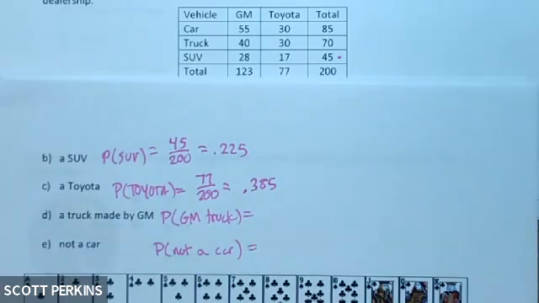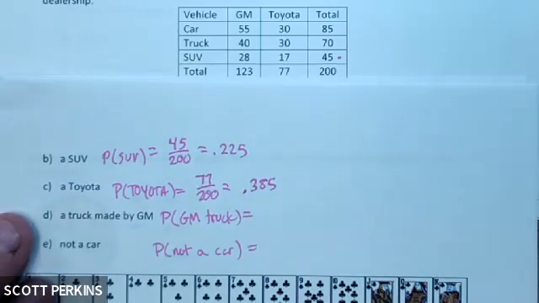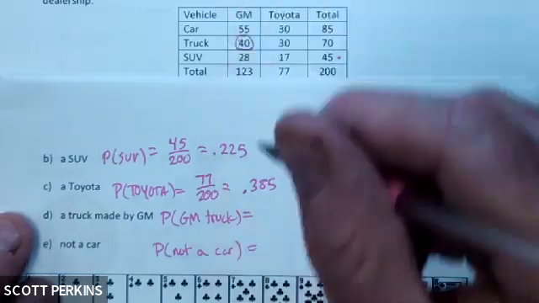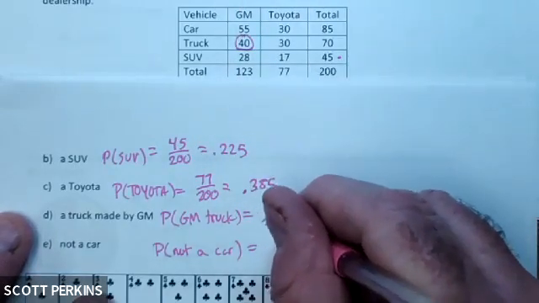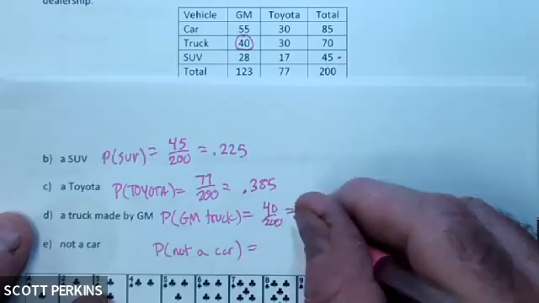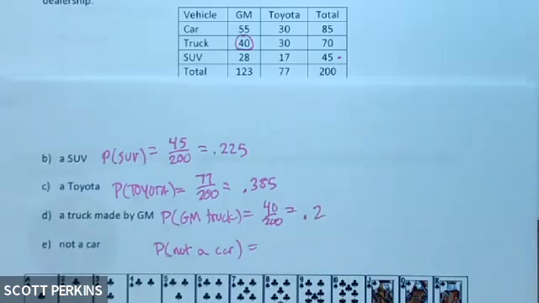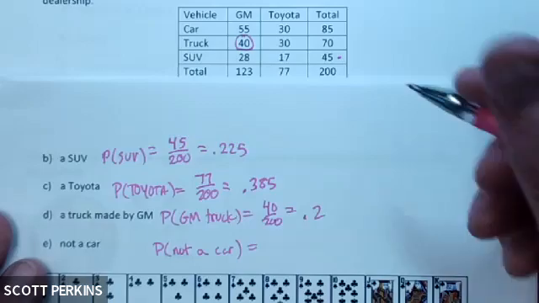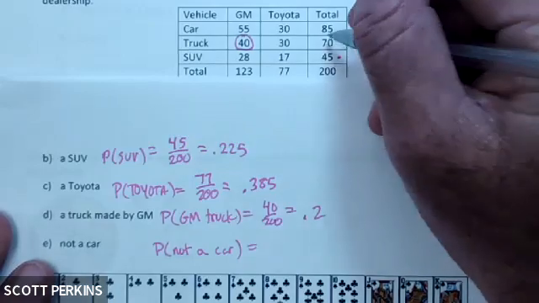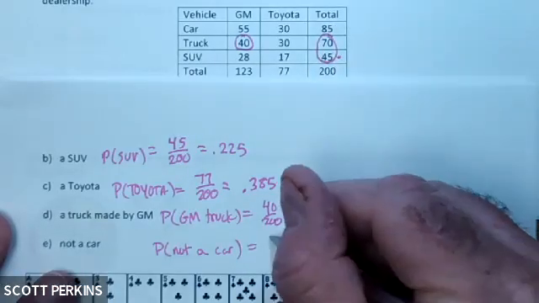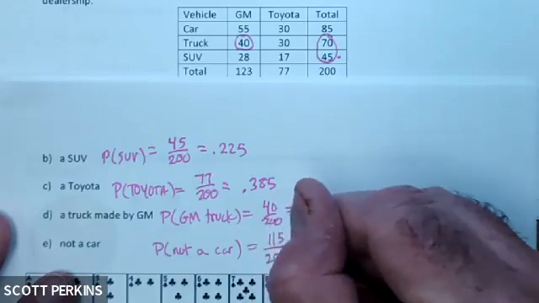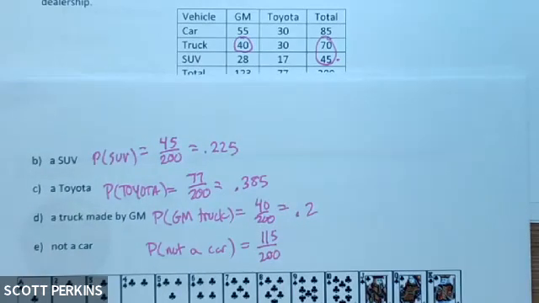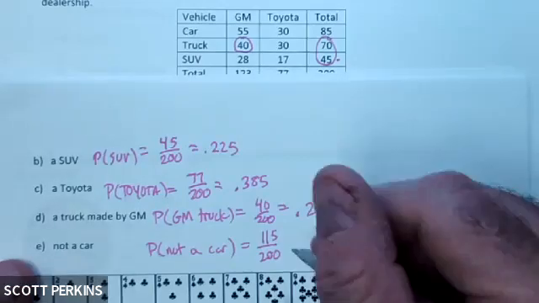How about GM trucks? So I'm getting a little more specific. How many of those are there? Yep, there are 40 right there. So 40 out of 200, and 40 out of 200 is going to reduce to 0.2. And then last but not least, how many not cars are there in this? Yeah, there's 85, so I could subtract that, or I could just add up the other things. Either way, you end up with 115 out of the 200, and 115 divided by 200 is 0.575.